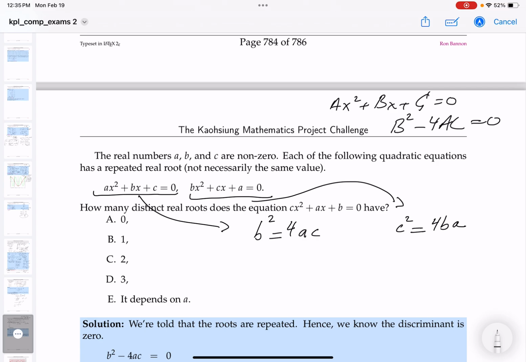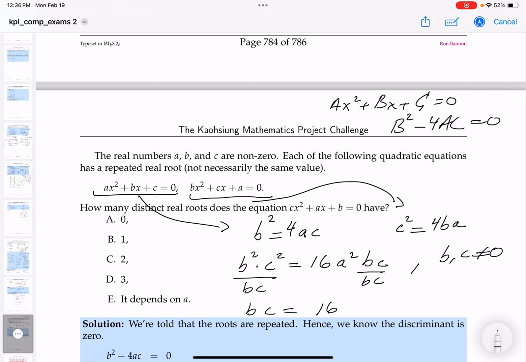Now, looking at these two over here, there's a lot of things you could do with it, by the way. But I think probably the easiest thing to do is just maybe multiply them together. And what would you get? b squared times c squared is equal to 16 a squared bc. Now, I want to point out b and c are not equal to 0. So what I can do is divide both sides by bc. And what do you get there? bc equals 16a squared. Now, I'm not saying I know what b or c is or what a is at this point, but I got a bunch of things down, all right?